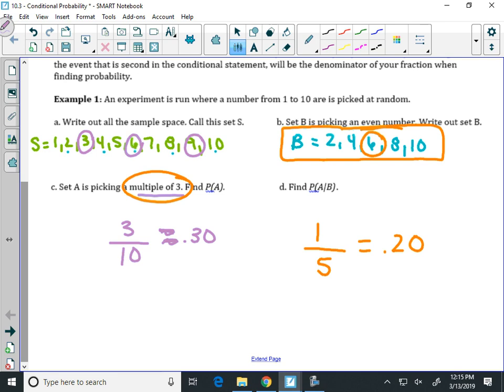Questions over that? The big thing to remember is the second thing becomes your new sample space. It becomes your new total. Okay. Questions over that?